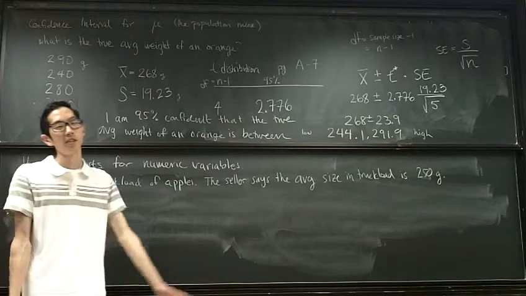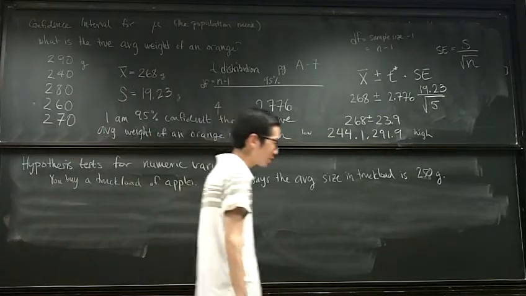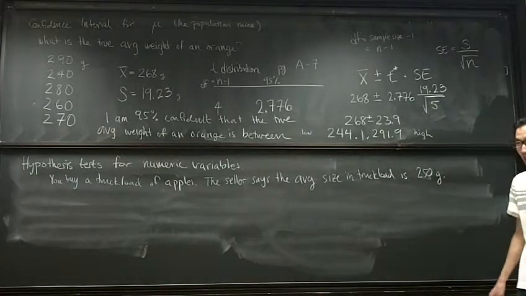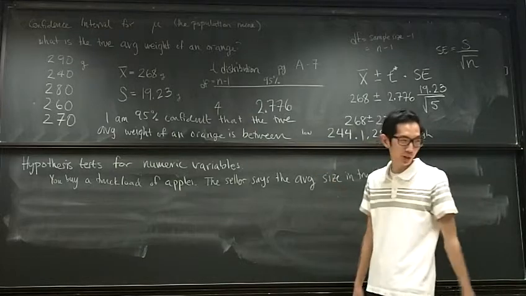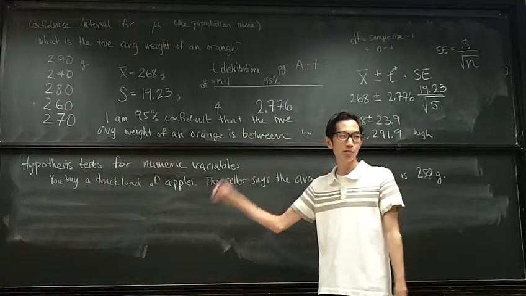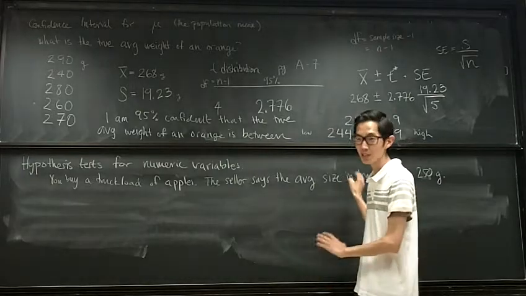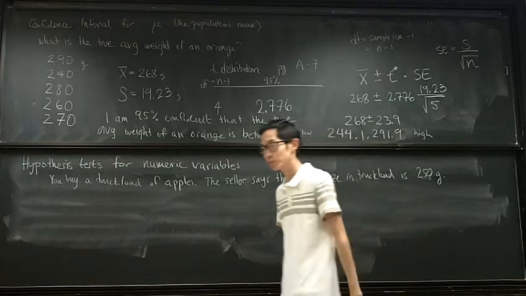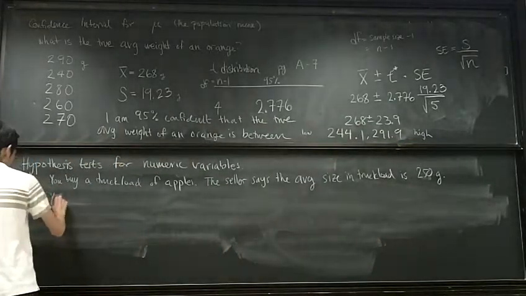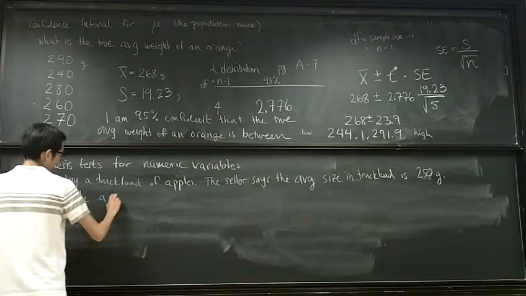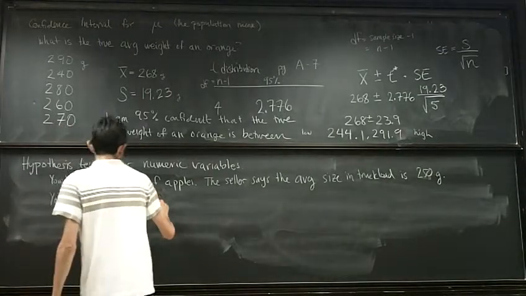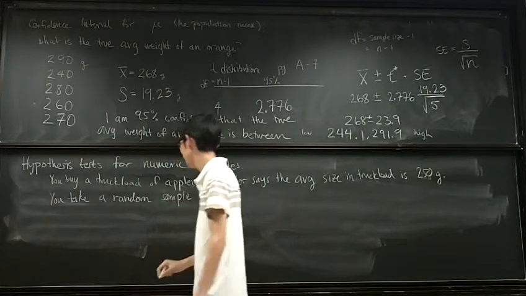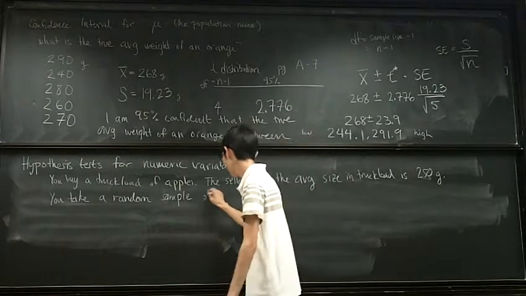And the seller says the average size is 250 grams, and you say, okay, I've had some bad deals on Craigslist, so I don't want to get burned here. I want to make sure that you're not just tricking me. So you say, okay, I'm going to take a random sample of apples, and I want to make sure that truly the average size is 250, and I don't want it to be less. Okay, so you take a random sample of apples.